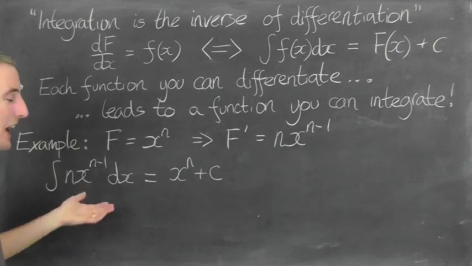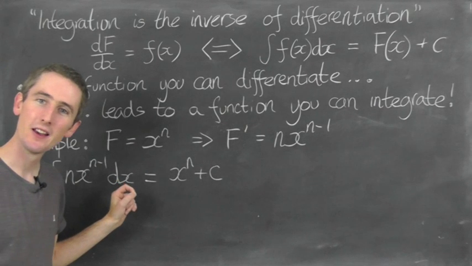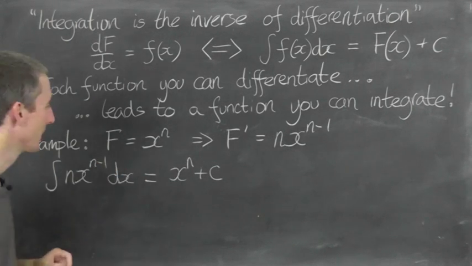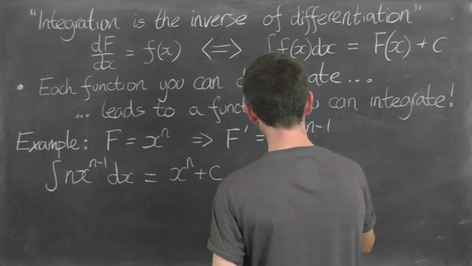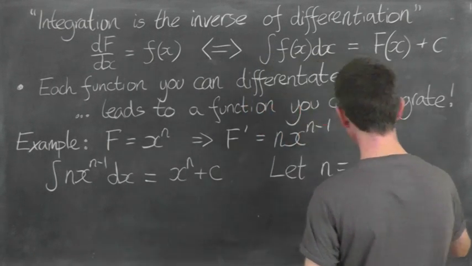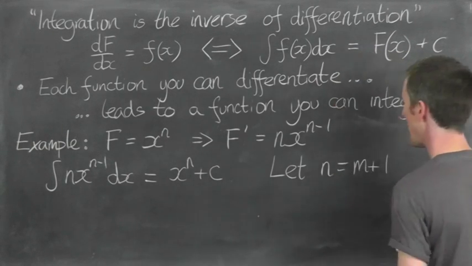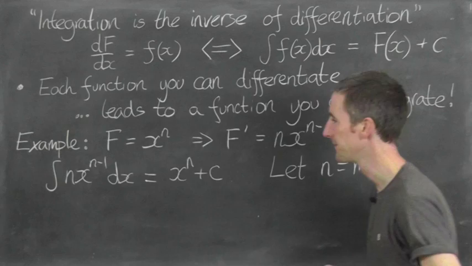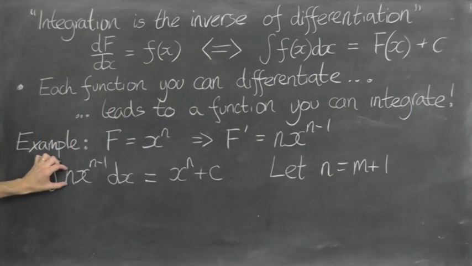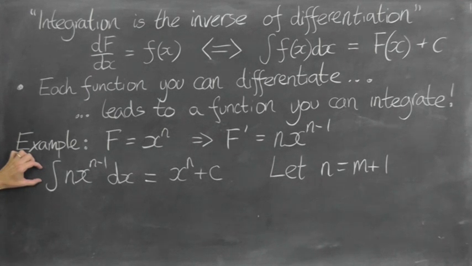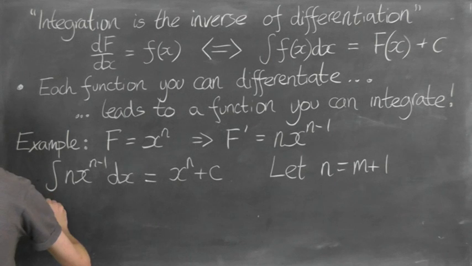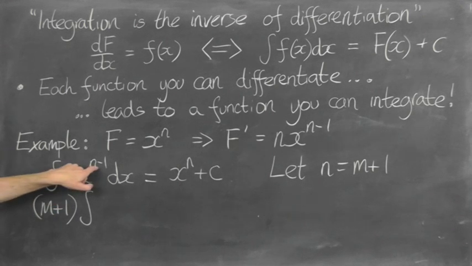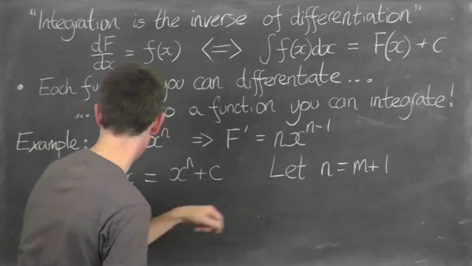It's a useful result, it's valid. However, it would be even better if we could rearrange things so that on this side we had something that looked more like x to the n. So let me do that by saying let n equal m plus 1, where here m is a new constant, which is just 1 less than n. Then I can bring this n out the front here and write that as m plus 1. Then I have the integral of x to the n minus 1, which is the same as x to the m.